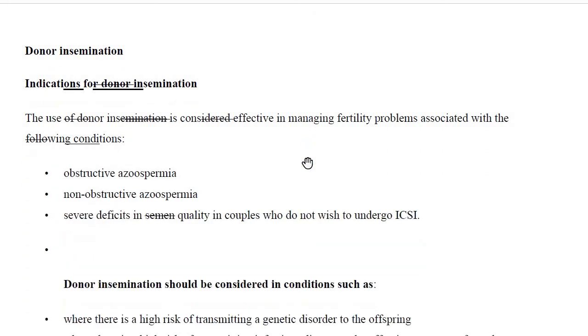In cases of donor insemination, what are the indications? The use of donor insemination is considered effective in managing fertility problems associated with the following conditions: obstructive azoospermia or non-obstructive azoospermia, and severe deficits in semen quality in couples who do not wish to undergo ICSI.